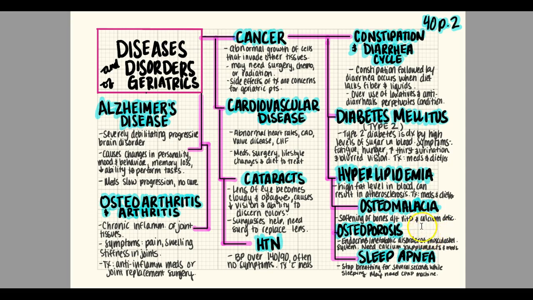Osteomalacia is a softening of the bones due to vitamin D and calcium deficiencies, so it makes it easier for the bones to break and fracture in older populations. Osteoporosis is different than osteomalacia. Osteoporosis is an endocrine and metabolic disorder of the musculoskeletal system. So patients with osteoporosis will need calcium supplements and other medications to treat that.